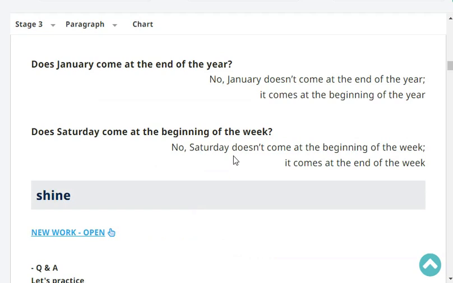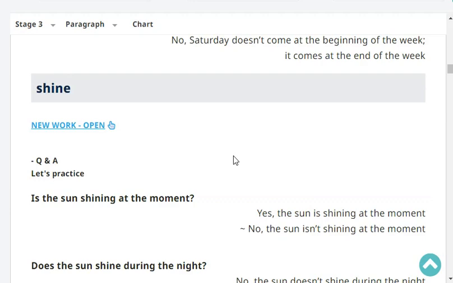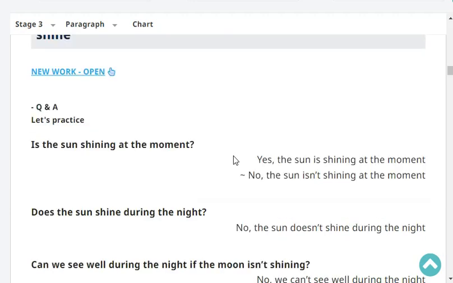Does Saturday come at the beginning of the week? No, Saturday doesn't come at the beginning of the week. It comes at the end of the week. Very good. Is the sun shining at the moment? Yes or no? No, the sun isn't shining at the moment.